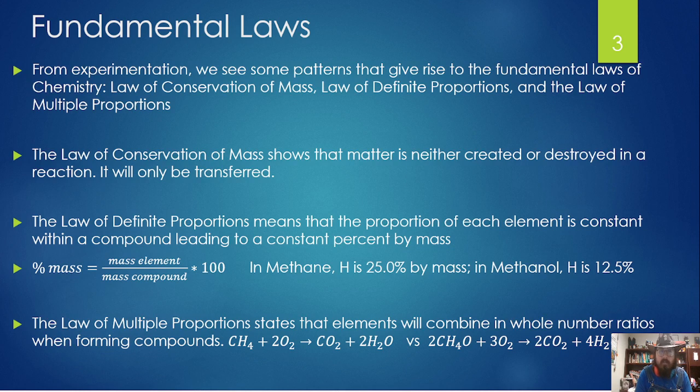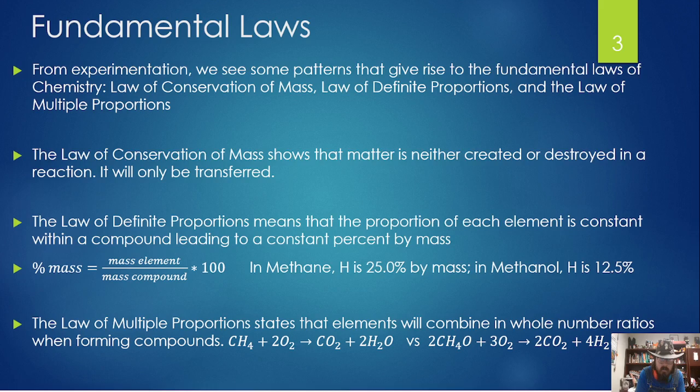But to calculate the percent by mass, a percent is just a small thing divided by total times 100. So percent by mass is the mass of a given element divided by the total mass times 100. So methane, the amount of hydrogen, is 25%. Methanol, which adds an oxygen to methane, the amount of hydrogen goes down because even though the amount of hydrogen is still 4, the total weight has gone up.